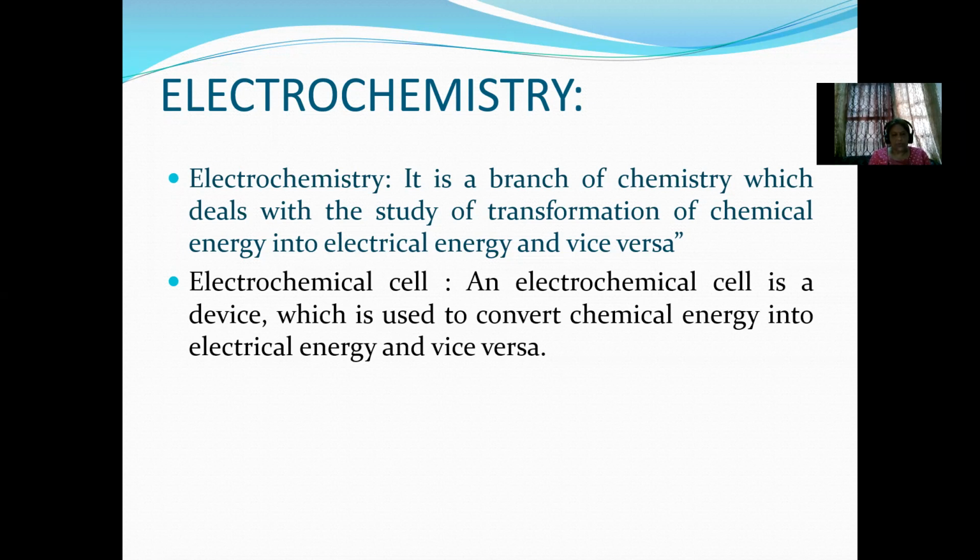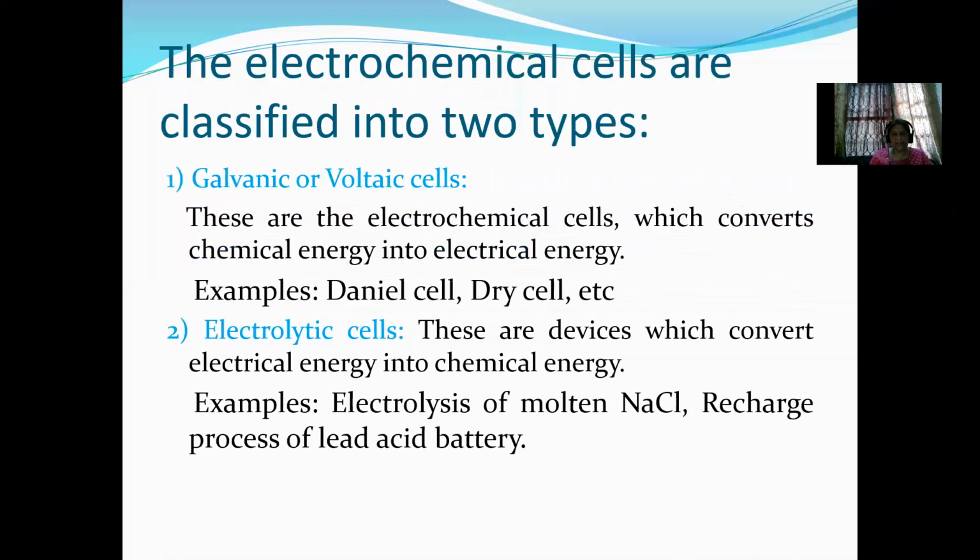To do this process, we need some cells which are known as electrochemical cells. An electrochemical cell is a device which is used to convert chemical energy into electrical energy and vice versa. Now let us see what these electrochemical cells are and how many types of electrochemical cells are available.